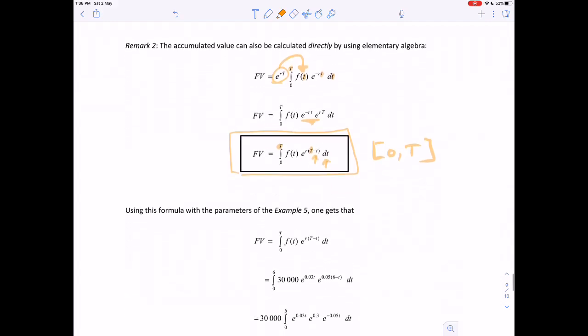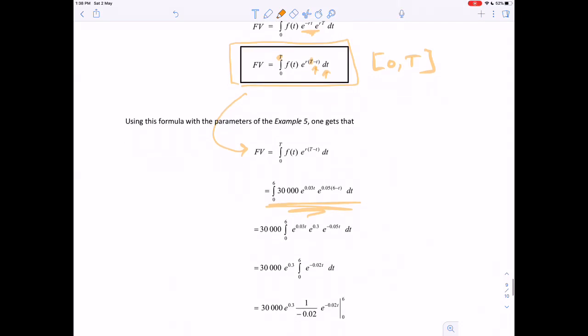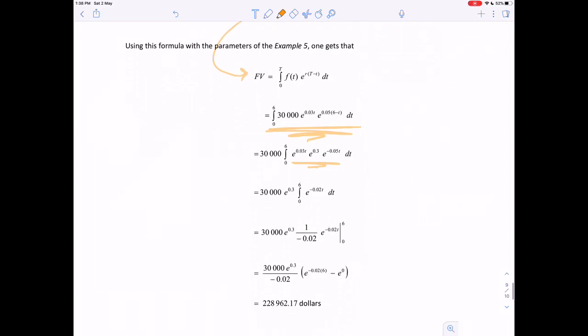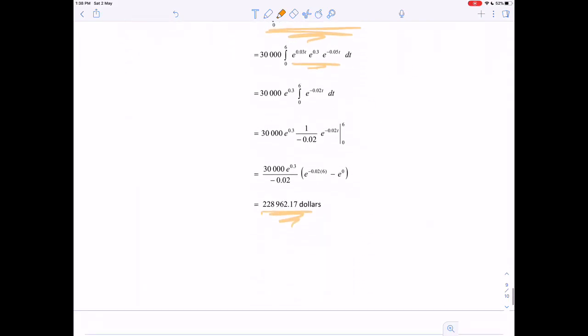So if we were to do that again with example 5, but now in a single step using this future value formula, we could plug in all of those things together in a single step, combine all of the like bases, and we get our answer here, which is exactly the same.